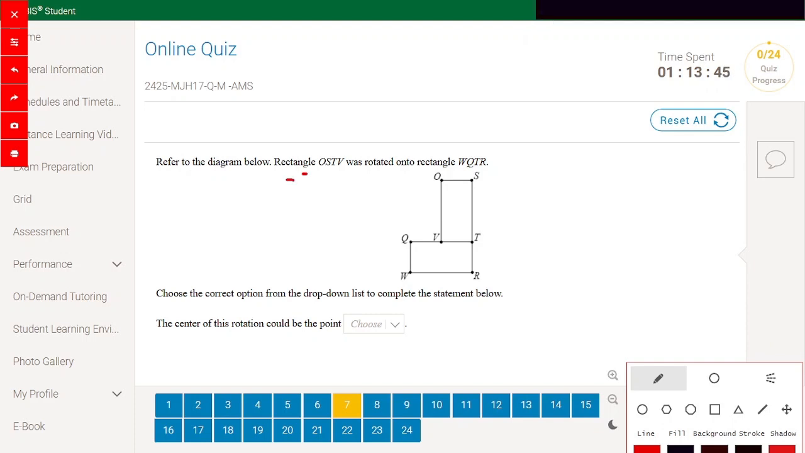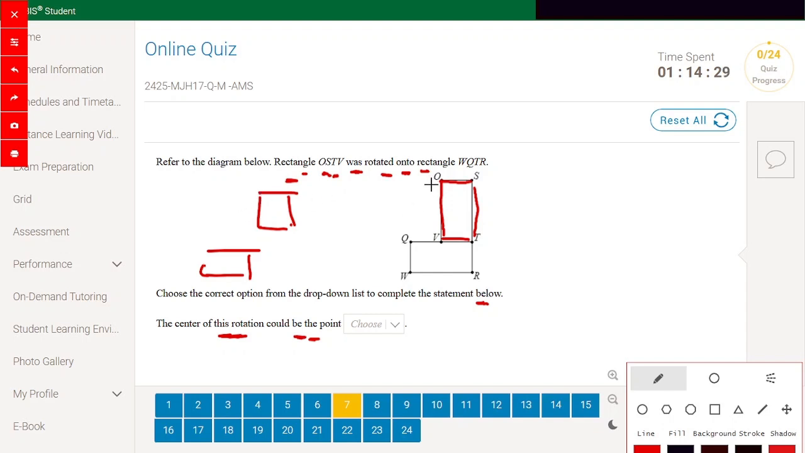Refer to the diagram below, rectangle OSTV. We have OSTV. This is the rectangle. It was rotated onto rectangle WQTR. Choose the correct option from the drop-down list to complete the statement below. The center of this rotation could be the point. Now, we have this rectangle and we want to make it this rectangle. So to make this rectangle this position, let's do it together.